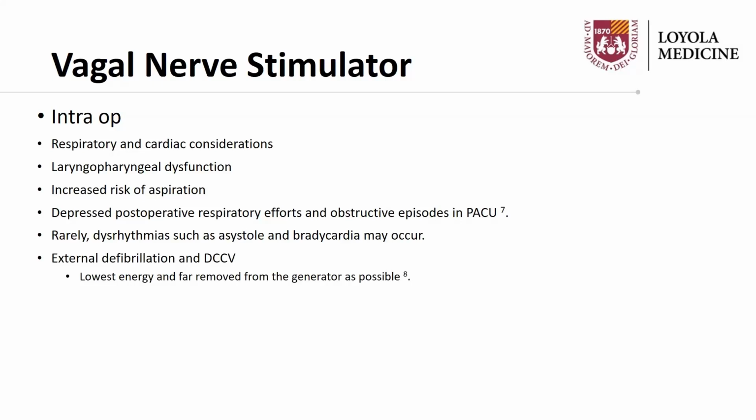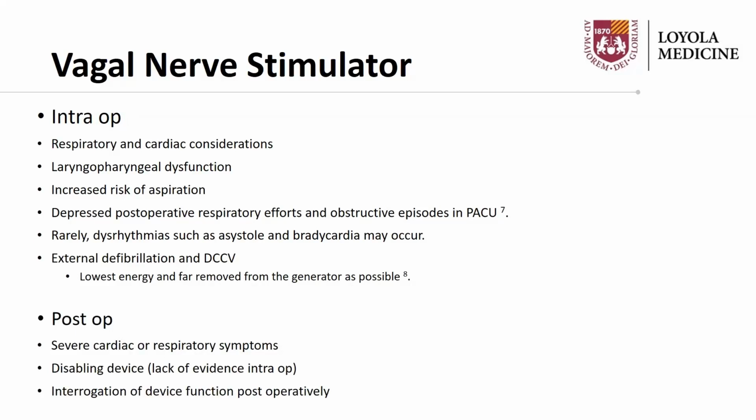If defibrillation or electrical cardioversion is needed, the manufacturer states that it may cause damage to the generator circuitry. However, it should not be withheld just because the patient has a vagal nerve stimulator. But if possible, the lowest amount of energy should be used, or the paddle should be placed as far away from the generator as possible.